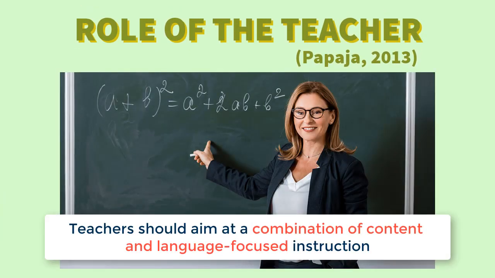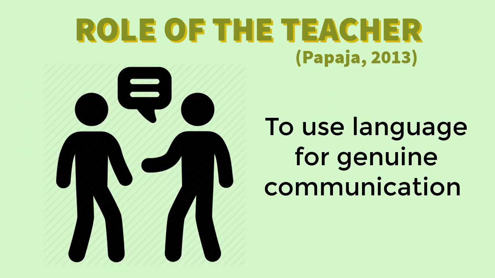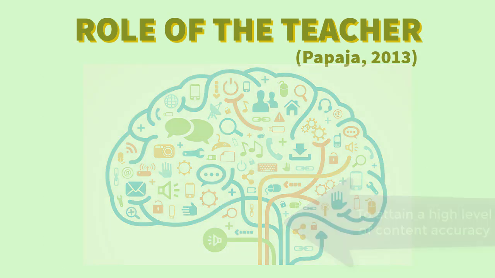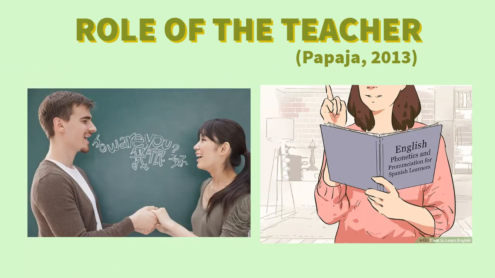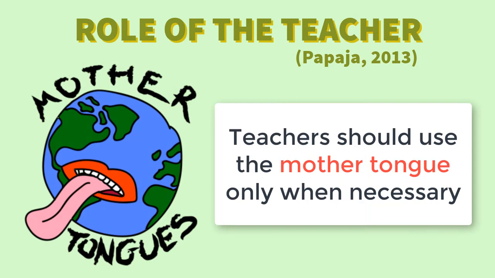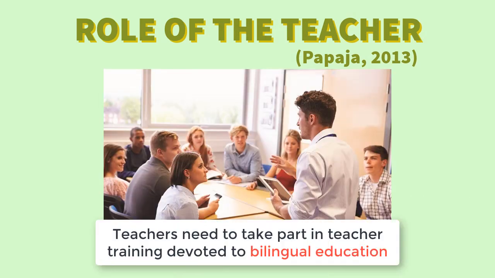In a CLIL class, teachers should aim at a combination of content and language-focused instruction, which would enable the learners to use language for genuine communication as well as to attain a high level of content accuracy. Moreover, they should be careful not to take up most of the available speaking time with their explanations, so learners will have more practice in their target language. They should use the mother tongue only when necessary, and they should be provided with opportunities to develop their second language proficiency, as well as to take part in teacher training devoted to bilingual education.